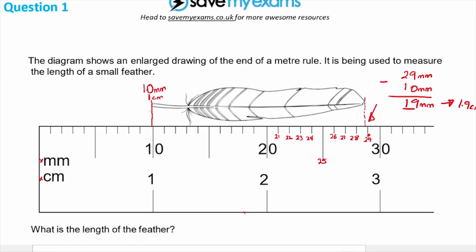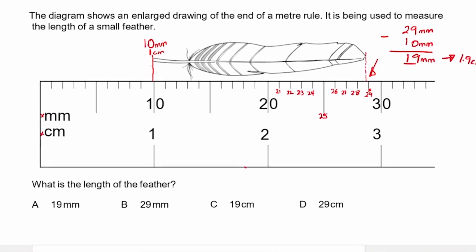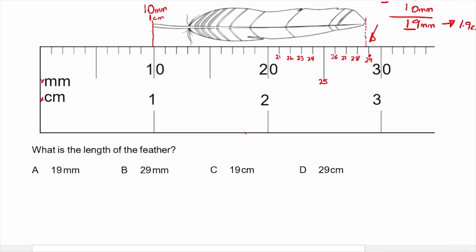So we move to our answers. Our object here, from what you can see, what's the length of the feather? Our answer is A. It is 19 millimeters.